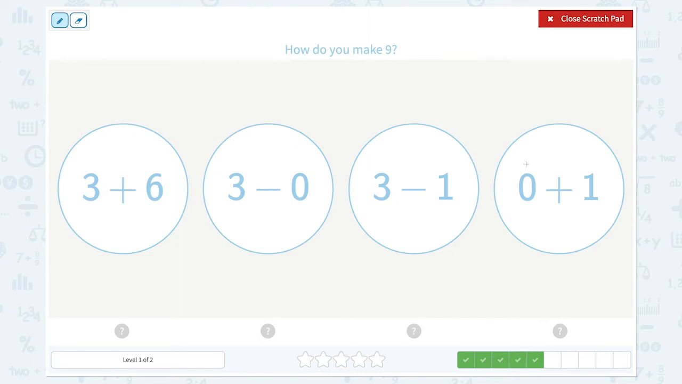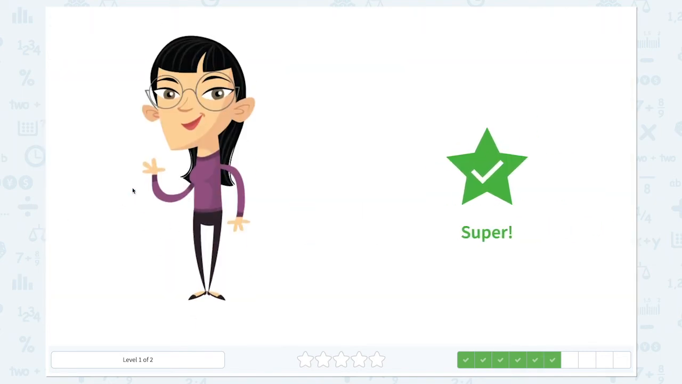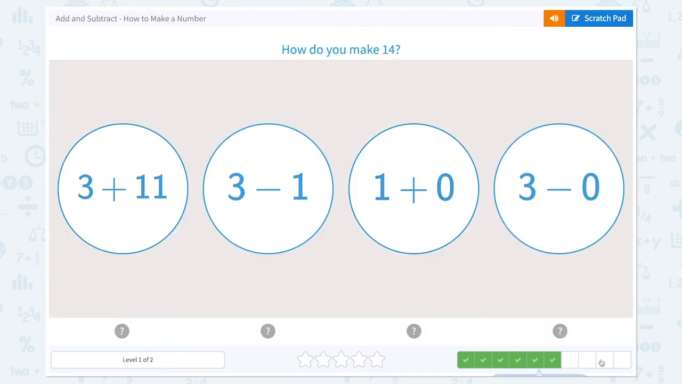Now let's see. 0 plus 1 is 1. 3 minus 1 is 2. 3 minus 0 is 3. 3 plus 6 is 6, 7, 8, 9. 9. So 3 plus 6 makes 9. Super! We have 4 more questions to go. How do you make 14?